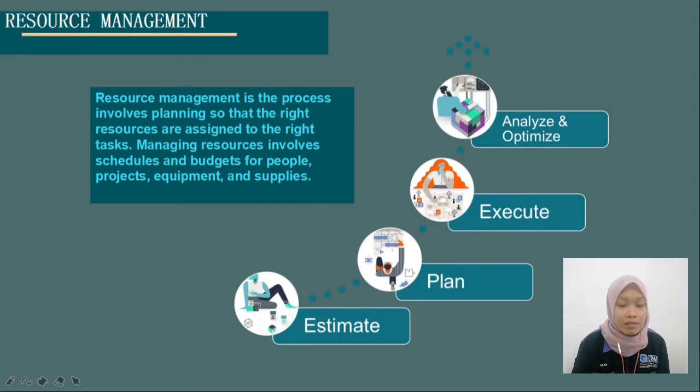Resource management is the process that involves planning so that the right resources are assigned to the right task. Managing resources involves planning, scheduling and budgeting for people, projects, and equipment that need to be used. In our project, we have four stages during project analysis. Firstly, we start with an estimate of the costing that we need to use. Secondly, planning. We start planning the timeline, costing, and other things that we need to consider.